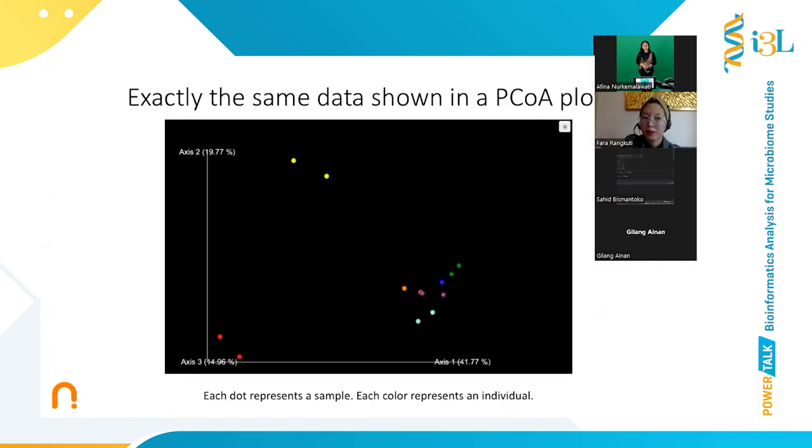When you show the same data in a plot, this one is called a PCoA plot, principal component analysis. It's so much easier to see, right? You'll have several dots, and here you have three axes. So you can understand the data. This is why visualization is really important in microbiome studies.